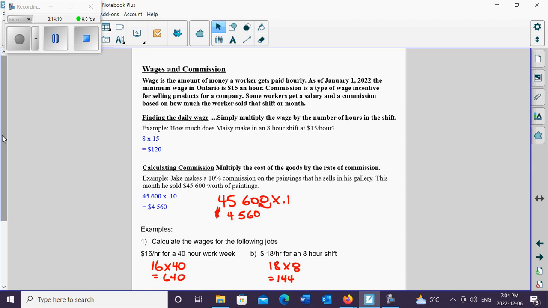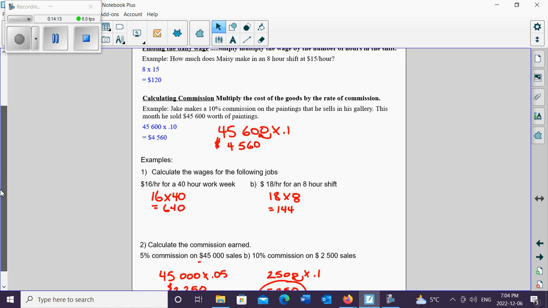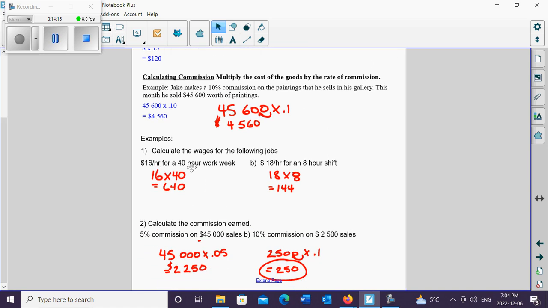So a couple of examples that I left from before, because they're pretty simple. $16 an hour for a 40-hour week. 16 times 40 is 640. That's $16 an hour times 40 hours is 640 bucks. Similarly, if the question was how much do you make in an 8-hour shift for $18 an hour, it's just 18 times 8, 144. That would be $144. Commission, there's 5% commission, that's 0.05 as a decimal, times how much you sell, and that's 2,250. And this is 10% commission on that, that's 250.